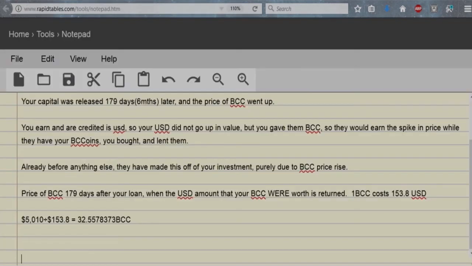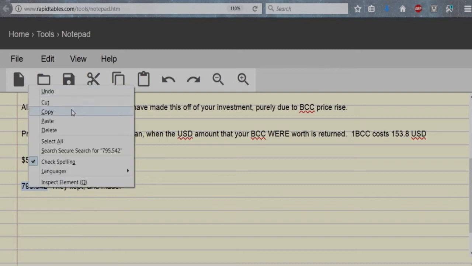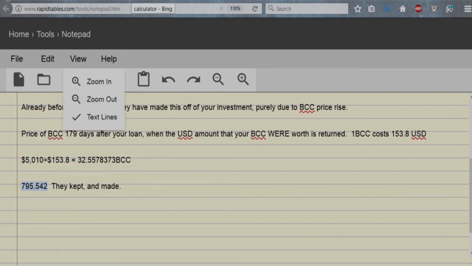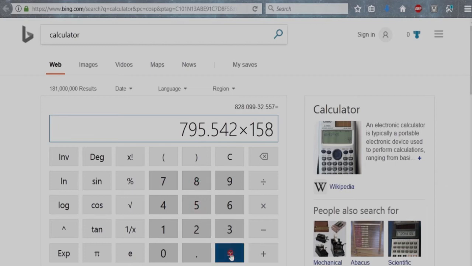Holy shit, right? Okay, that's how much they made off you. If you had kept those coins instead of giving them out, basically letting them have these coins, well, we got that number. We times that by 158, the current price of Bitconnect coin.